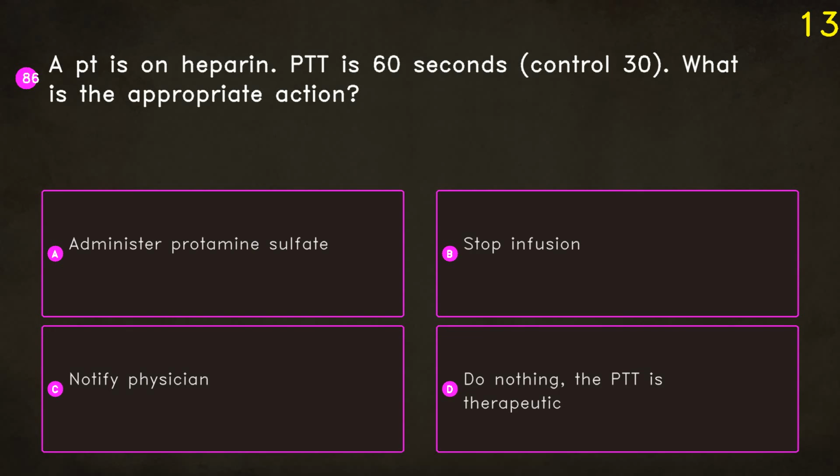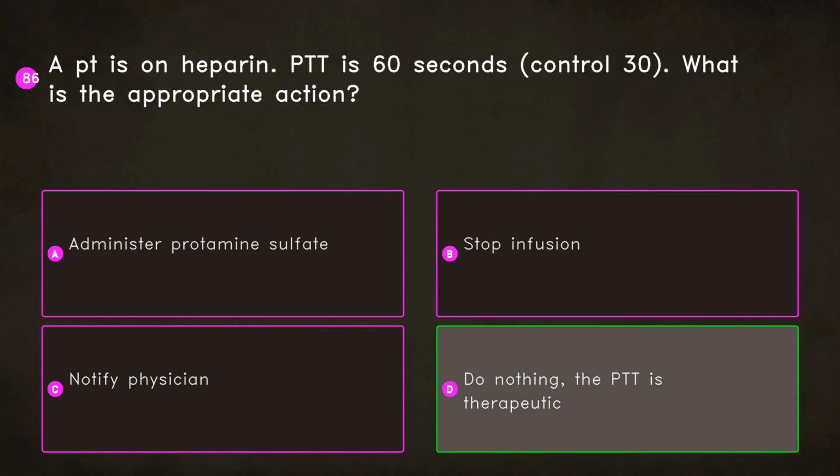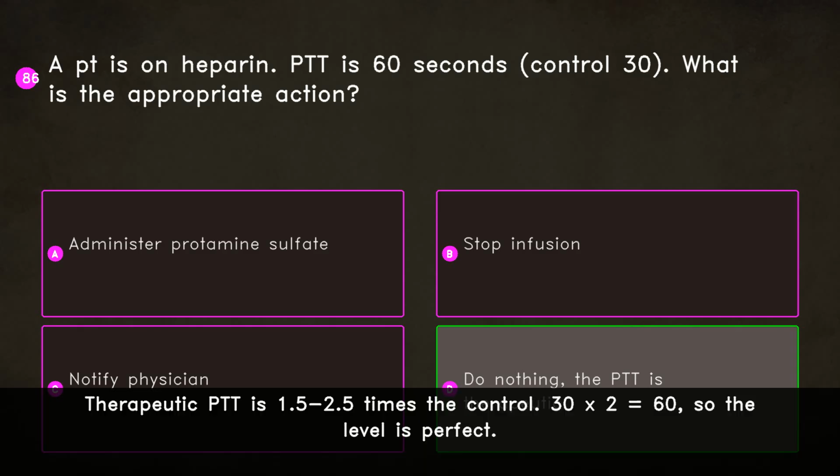Question 86. A patient is on heparin. PTT is 60 seconds, control 30. What is the appropriate action? A. Administer protamine sulfate. B. Stop infusion. C. Notify physician. D. Do nothing. The PTT is therapeutic. The correct answer is do nothing. The PTT is therapeutic. Therapeutic PTT is 1.5 to 2.5 times the control. 30 times 2 equals 60, so the level is perfect.